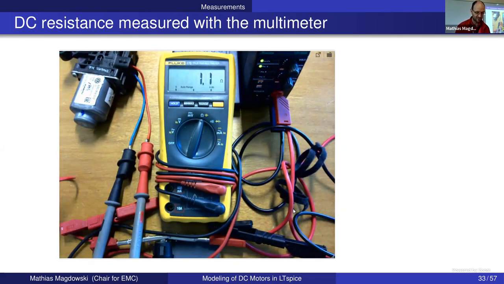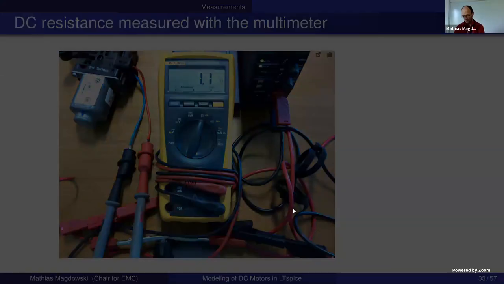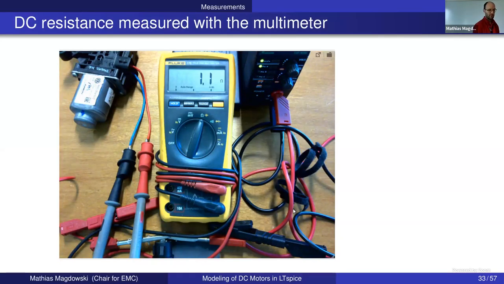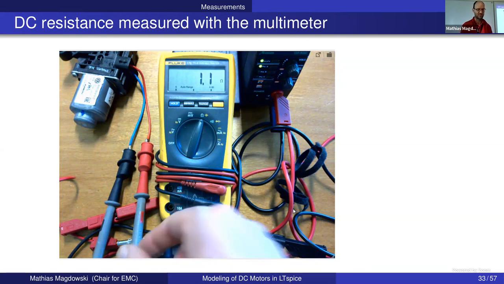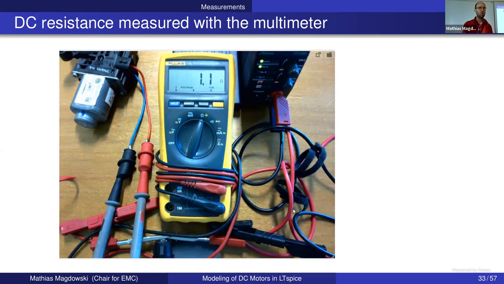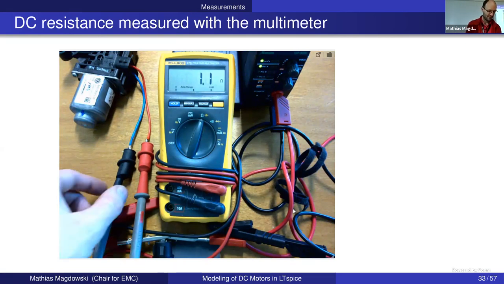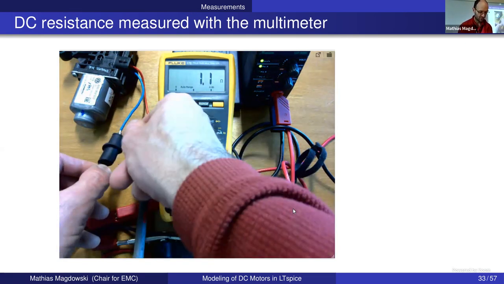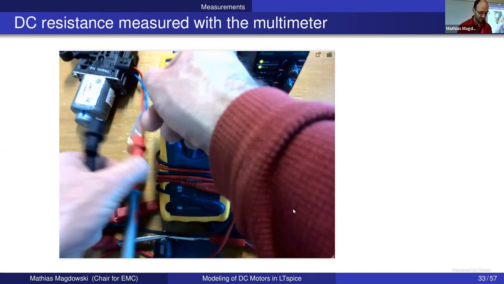And so then you can see that we measure a resistance of the motor, pure DC resistance of something like around 1 ohm. And we would need to subtract or compensate the 0.2 ohm just from the cables. So the motor resistance is something around 1 ohm. Okay, so this is measured with the multimeter.